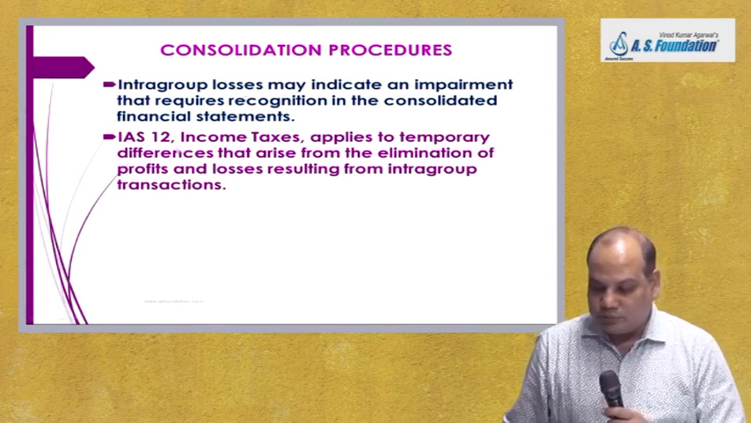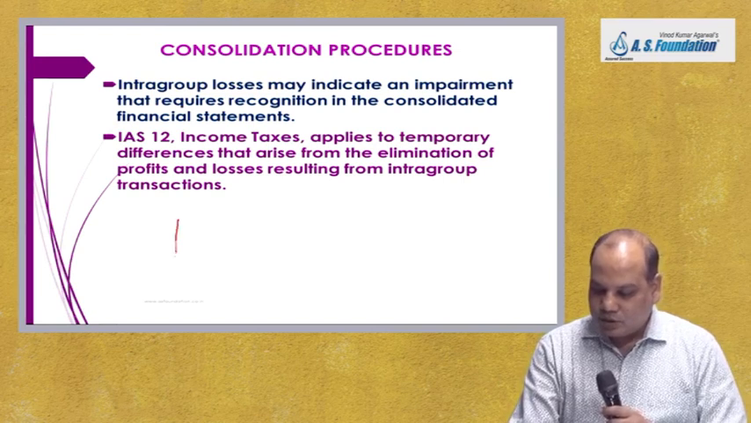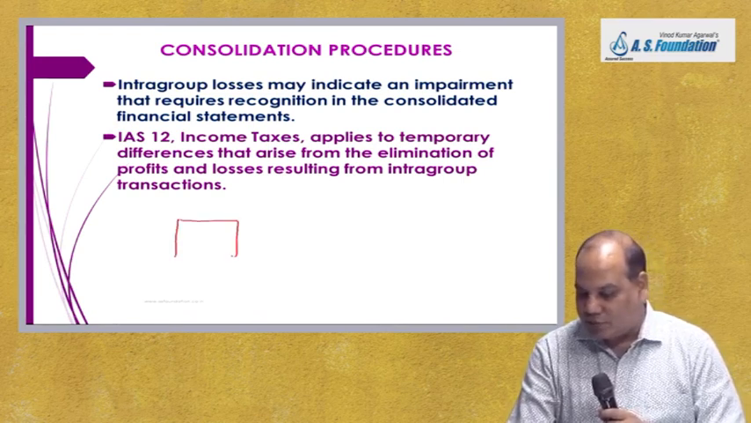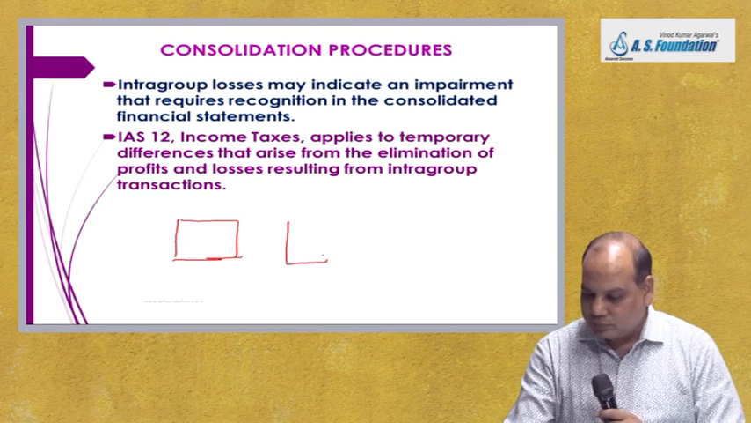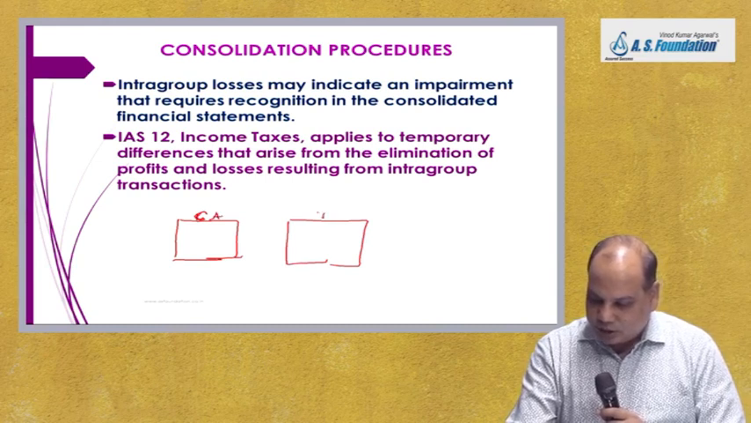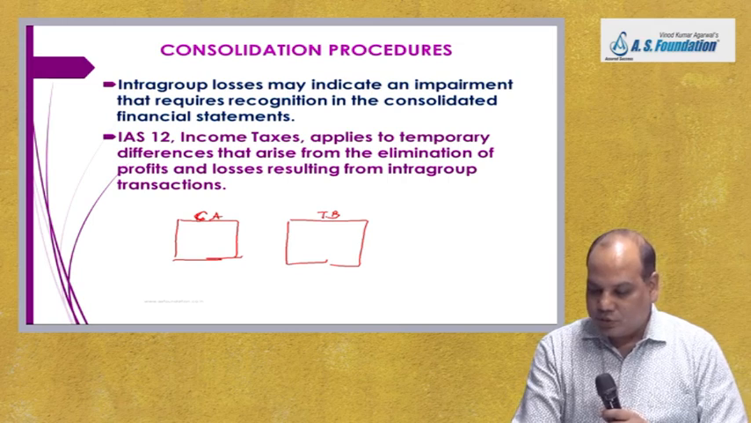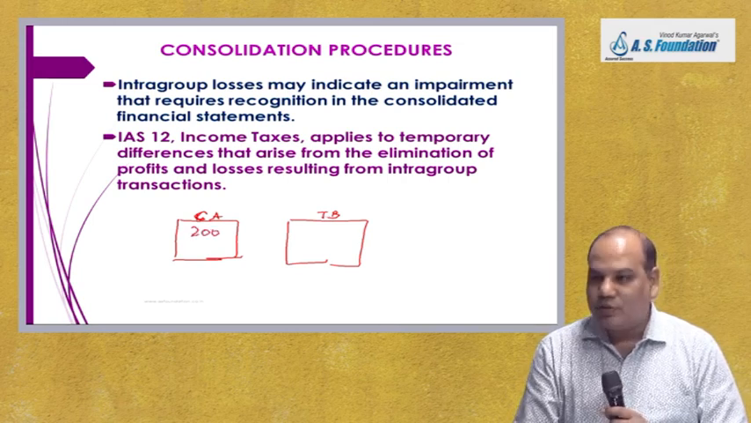What about income tax? IAS 12 will be applied. When you eliminate the unrealized profit or loss, a difference arises between the carrying amount and the tax base. Is it right? Suppose inventory was appearing at 200 rupees.